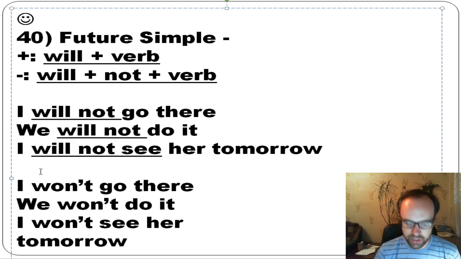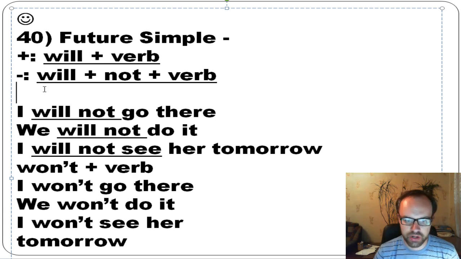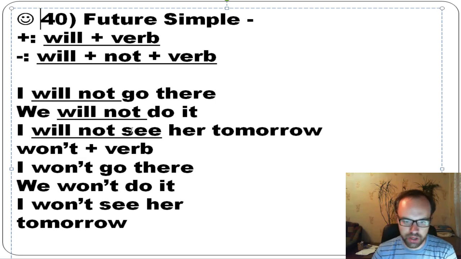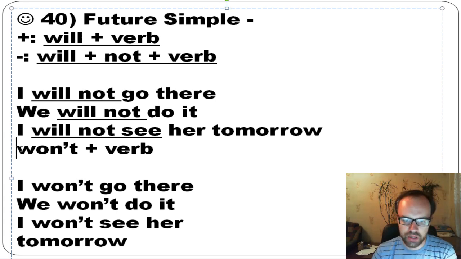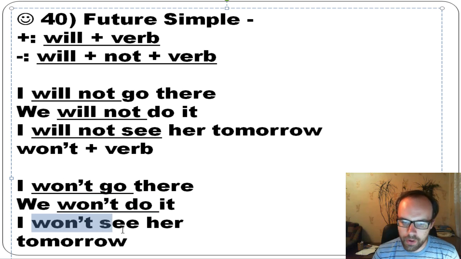Or you can use a short form: won't plus verb. Please remember it. Won't plus verb. Okay? Look, I won't go there. You can say I will not go there or I won't go there. You can say we will not do it or we won't do it. I will not see her or I won't see her tomorrow.